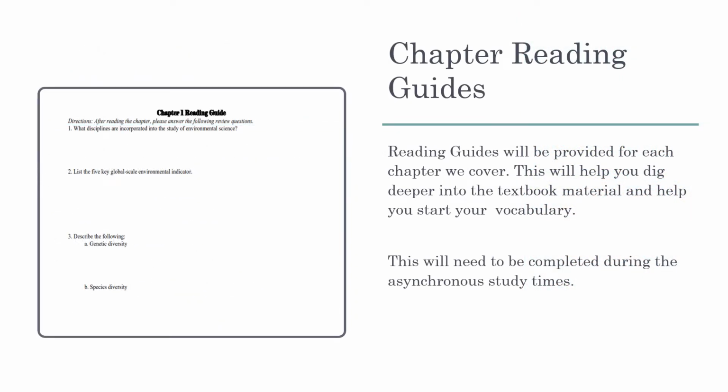So the first thing that you'll see in your course workbook or on Canvas are reading guides. Each chapter will consist of a reading guide to help you dig deeper into the textbook material. So this is a way for you to get the content before you start taking your notes. So if you're reading the textbook, you will answer the questions that have been provided in addition to the vocabulary. The vocabulary on the reading guides are matching, so you will not need to write down any kind of vocabulary terms. These will need to be completed on your asynchronous study times, as there will not be time during our synchronous teaching times to go over these.